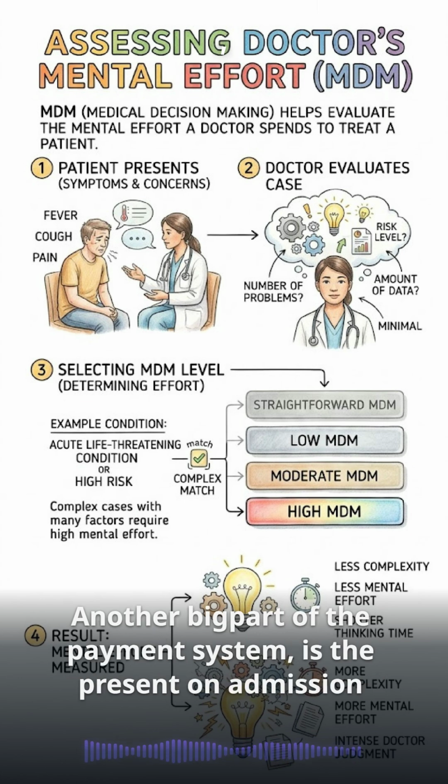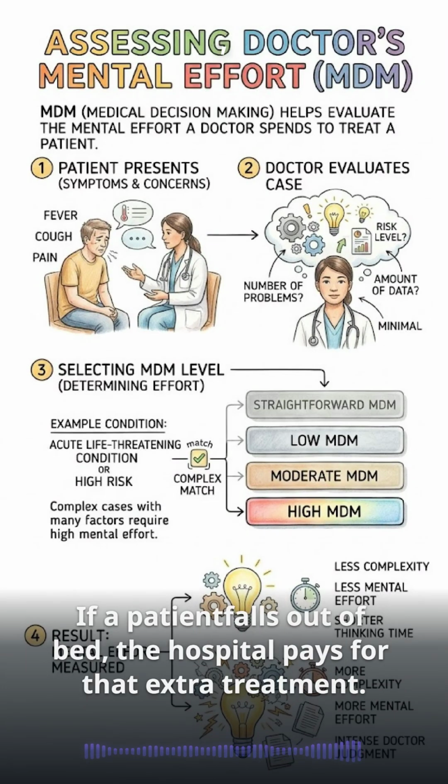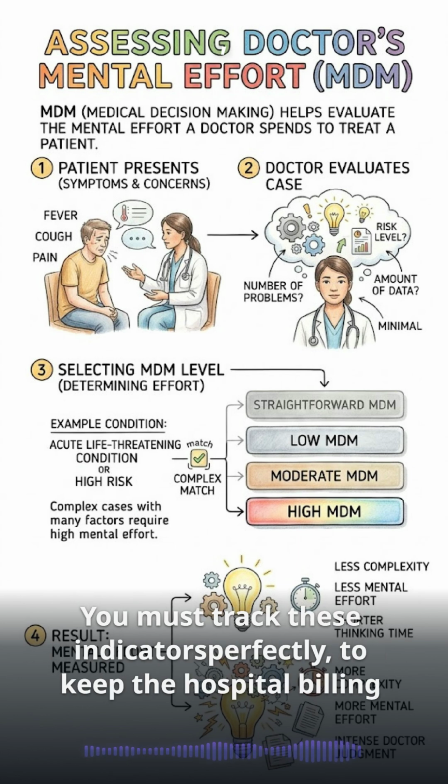Another big part of the payment system is the present on admission indicator rule. If a major complication was not present, the hospital might not get extra money. Insurance companies do not want to pay for mistakes made by the hospital staff. If a patient falls out of bed, the hospital pays for that extra treatment. You must track these indicators perfectly to keep the hospital billing records totally honest. This protects both the sick patient and the overall healthcare system from bad fraud.